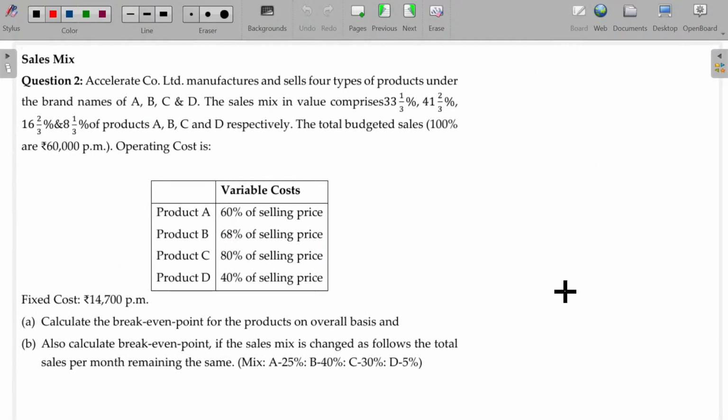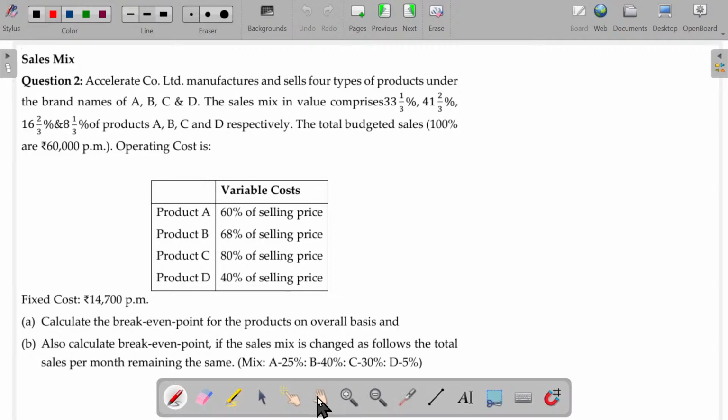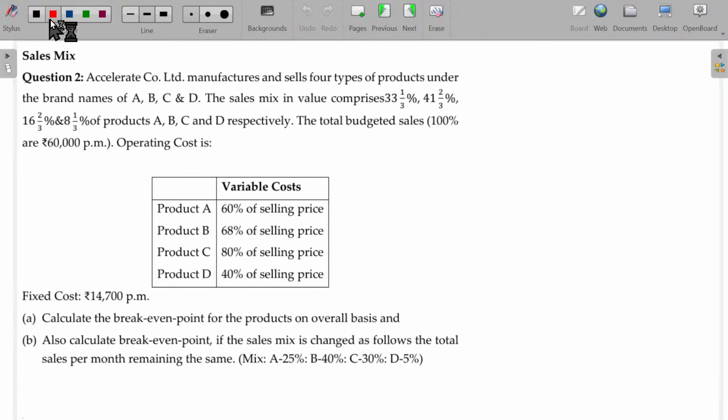Now let's move on to the next one. Sales mix. The total budgeted sales, that is 100% of sales per month, being 60,000 rupees. Okay. Accelerate Company Limited manufactures and sells 4 types of products under the brand names of A, B, C, and D. 4 products are sold.